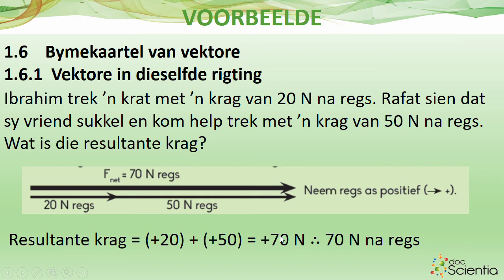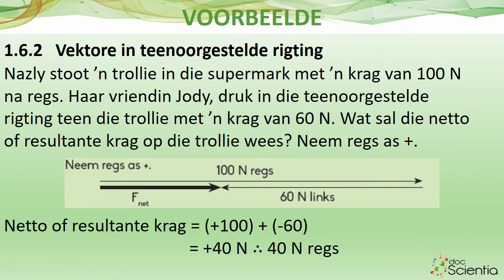Okay. As hulle in teenoorgestelde rigtings is, Nazzy stoot 'n trolley in die supermark met 'n krag van 100 newton, haar vriendin Jody is onbeskof en sy druk in die teenoorgestelde rigting met 'n krag van 60 newton, wat sal die netto krag wees? So this one at the top is Nazzy, pushing it to the right. Okay? And we chose to the right as positive. Nou sien julle daar is die kop van die pyltjie. There is the head of the arrow. But now, the next one is in the opposite direction.